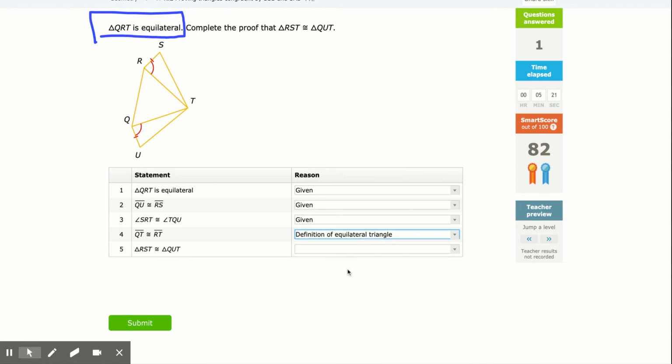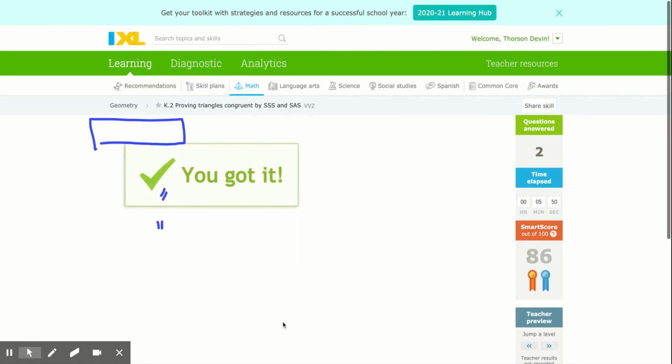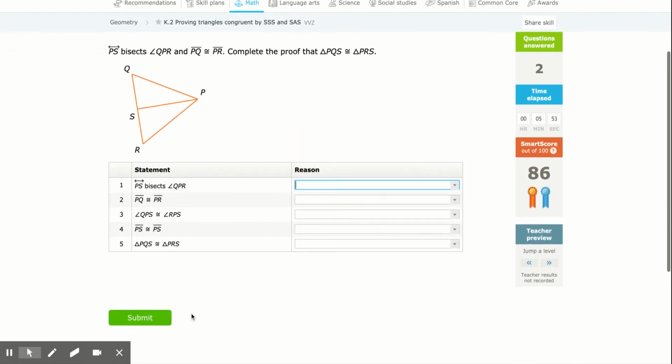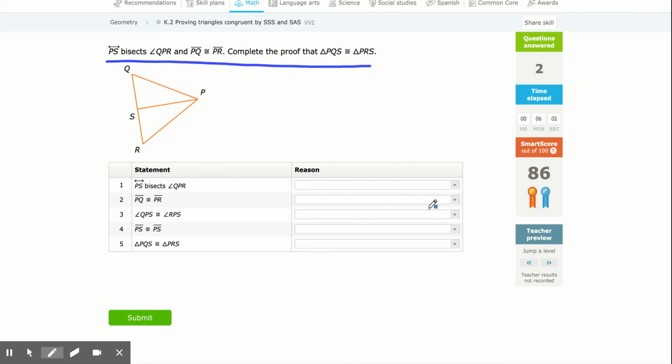Definition of equilateral triangle. And then the last thing is, by the way, I'm going to walk up here and mark that. We marked that this side here was congruent to this side here. Now I know these two outside triangles, RST, that's this outside triangle here, is congruent to QUT, that's this, by side, angle, side. So I come over here and I choose side, angle, side as my congruency postulate, and I submit. Again, as you work through these, make sure you read the statement. That's going to give you a lot of givens. So a lot of those first things will be given.